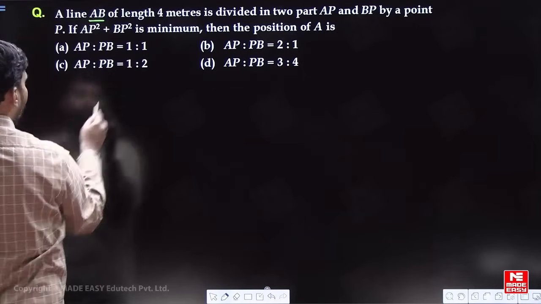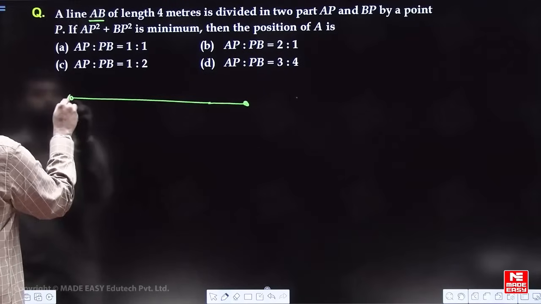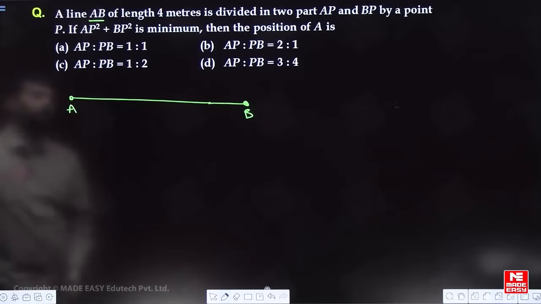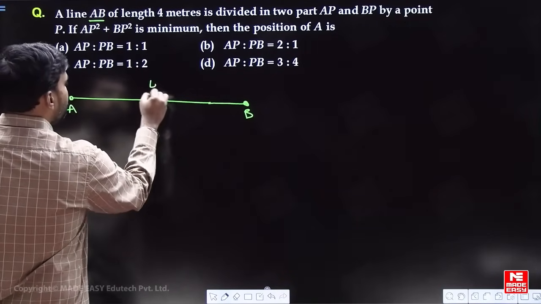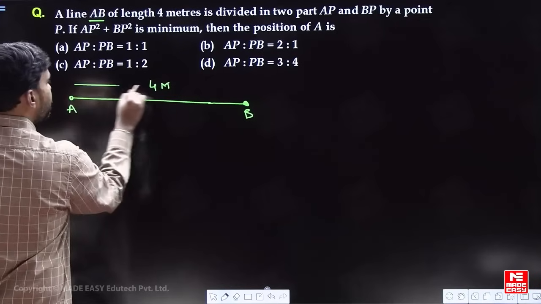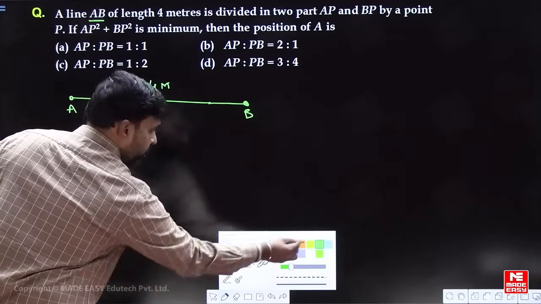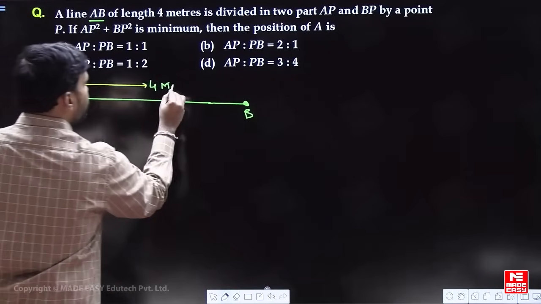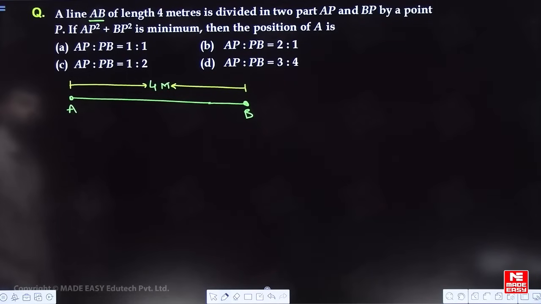A line AB. Take a line. Okay, so this is a line AB, with vertices A and B here. Now it is exactly 4 meters, he said. Here you can say this is of 4 meters length.